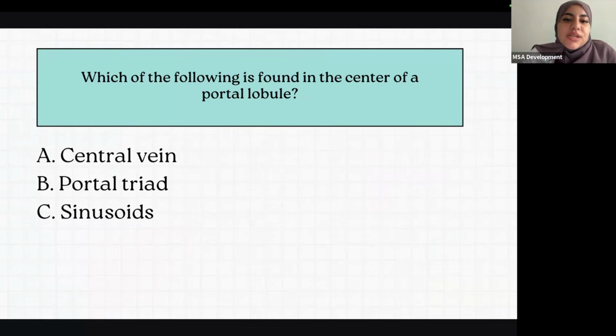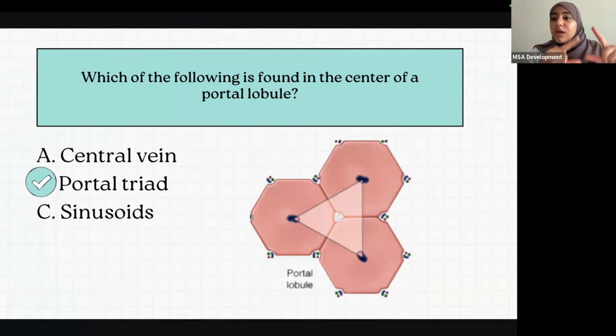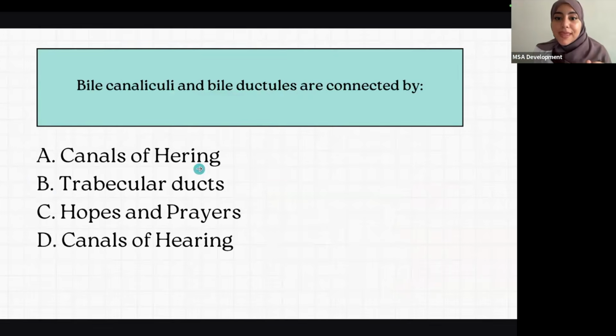Which of the following is found at the center of the portal lobule? Portal triad. This is the one that is the triangle. What is the classic lobule? Hexagon. In the middle of it is the central vein. Okay, bile canaliculi and bile ductules are connected by, yes, not hopes and prayers, canals of Hering.